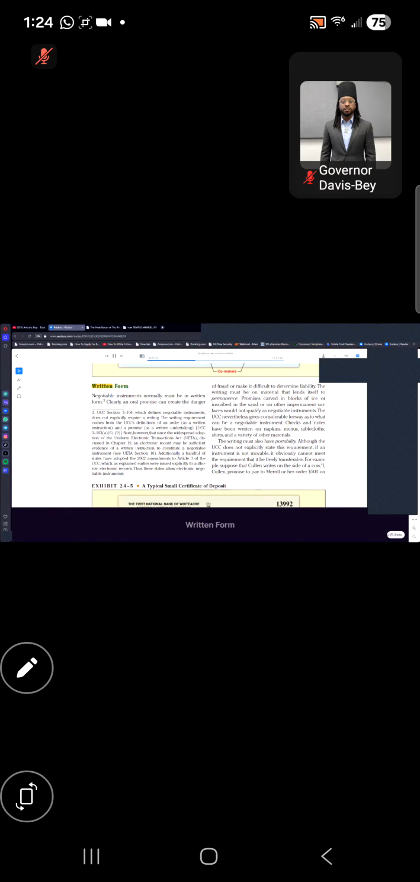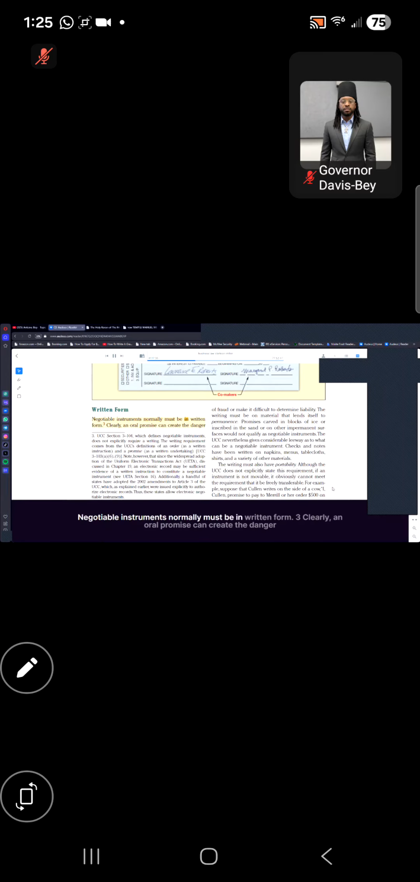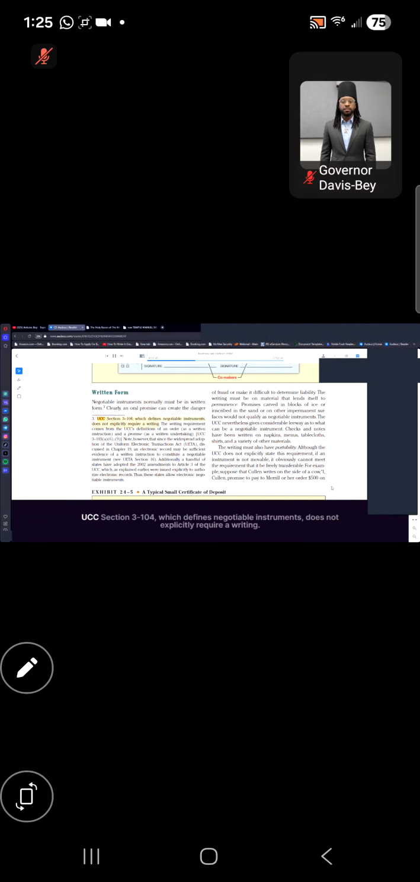Written form. Negotiable instruments normally must be in written form. Clearly, an oral promise can create the danger. UCC Section 3-104, which defines negotiable instruments, does not explicitly require writing. The writing requirement comes from the UCC's definitions of an order, as a written instruction, and a promise, as a written undertaking, UCC 3-103(a)(6), (9).